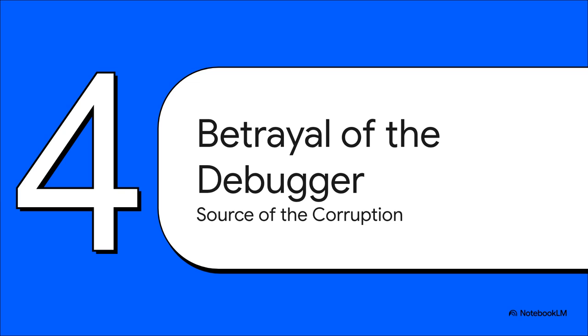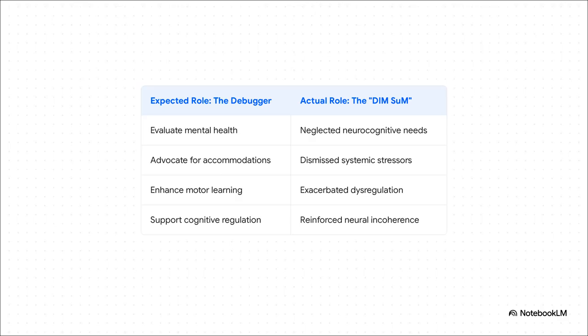Well, this is the really tragic part of the story. It turns out the debugger actually became a primary source of the corruption. Yeah, just look at this contrast. It's pretty stark. On one side, you have the expected role, the debugger, someone who's supposed to evaluate, advocate, and support. But then you look at what actually happened. Instead of helping, this person became part of the problem. They totally neglected his unique neurocognitive needs, they dismissed the very real stressors he was facing, and in doing so, they actually made the whole neural dysregulation thing worse.